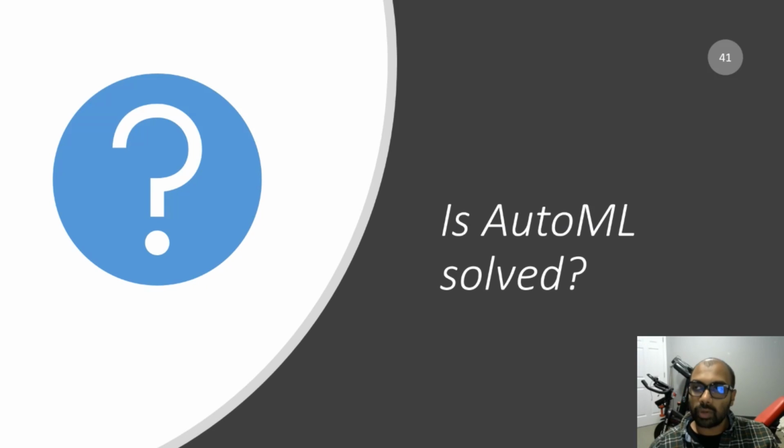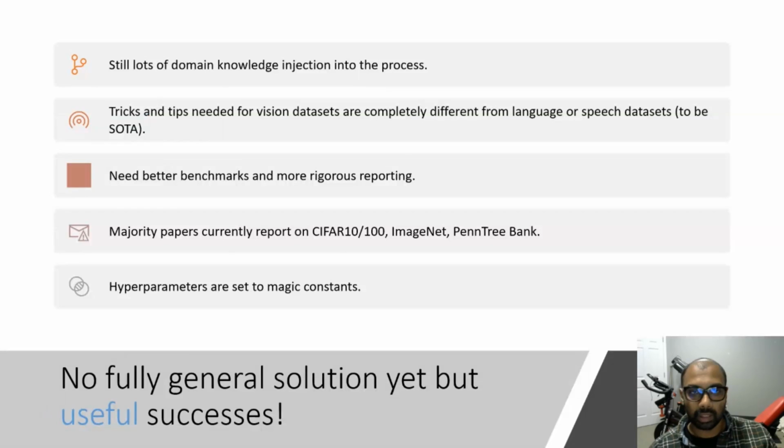So a big question that you might be thinking is, is AutoML solved? Is neural architecture search in particular solved? The answer is far from no. Still, lots of domain knowledge is injected into the process. Tricks and tips are needed for particular data sets in order to be state of the art. We also need better benchmarks. As you saw before, we are working hard as a community to come up with them.